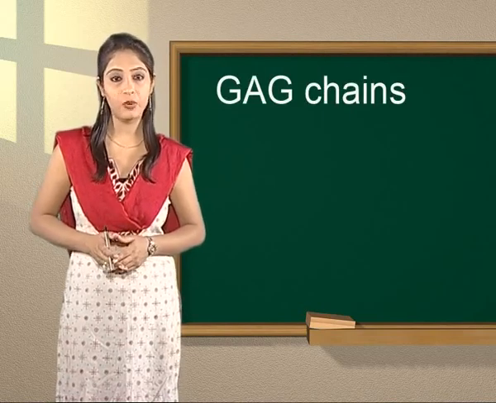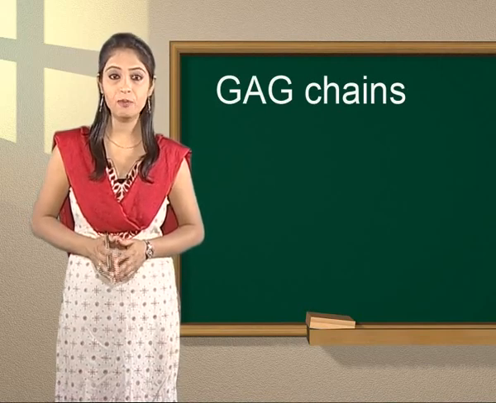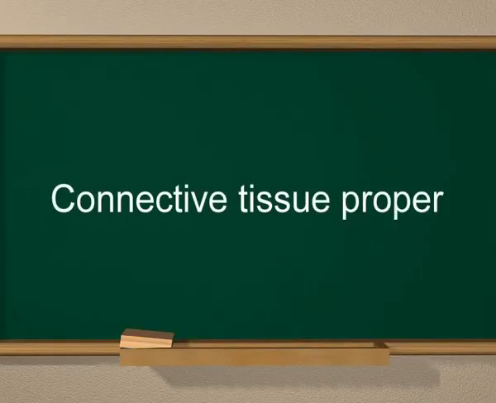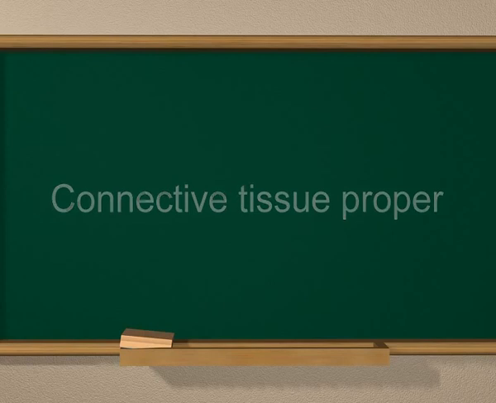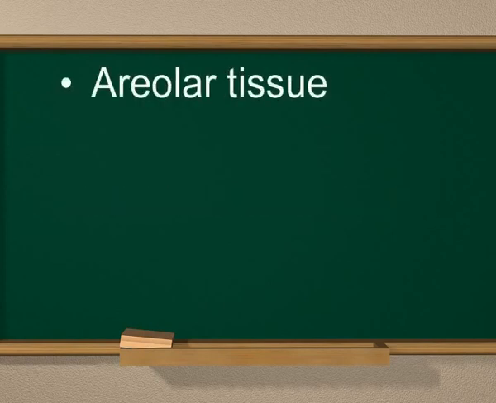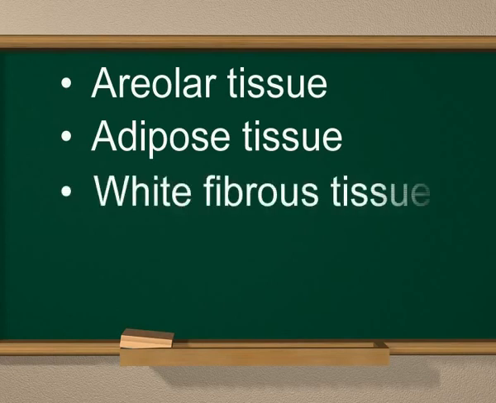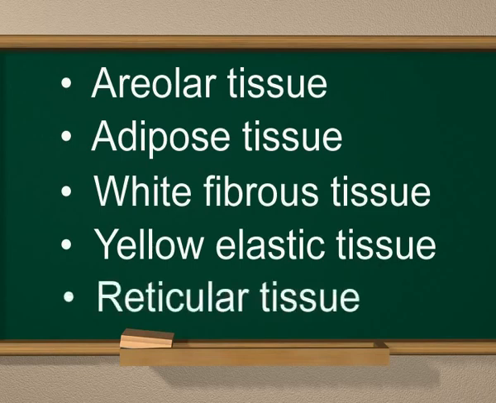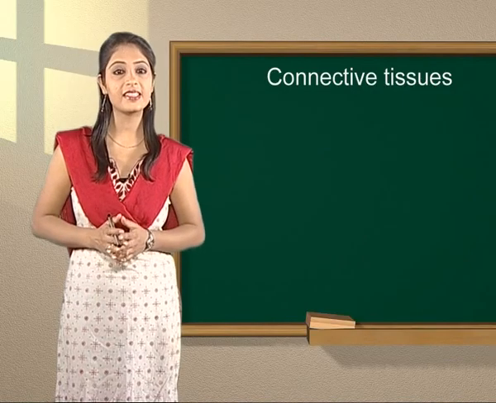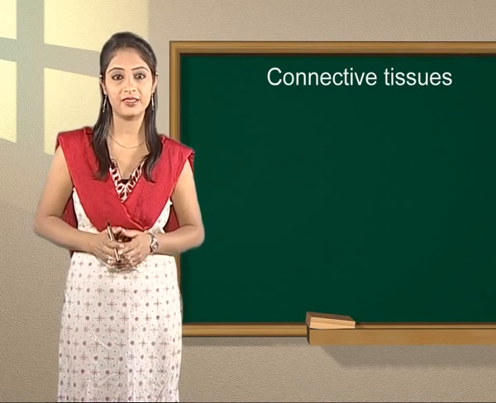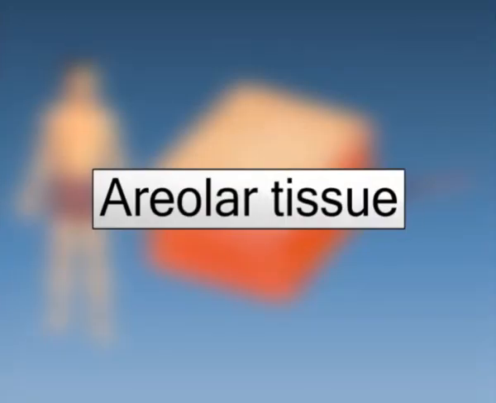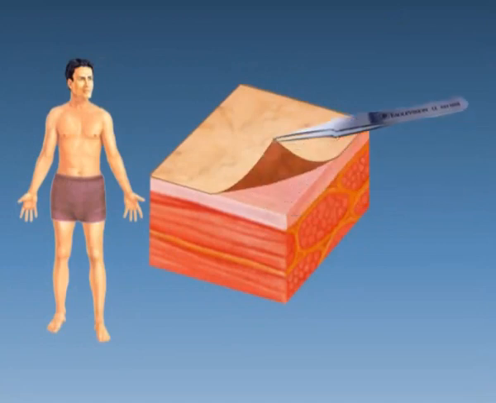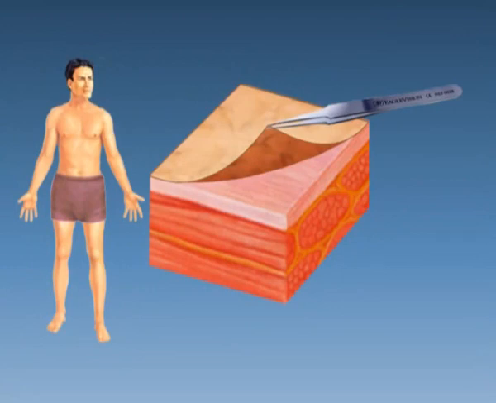They mainly connect one tissue to another and form protective sheaths around organs. Connective tissue proper is of 5 types. These are areolar tissue, adipose tissue, white fibrous tissue, yellow elastic tissue, reticular tissue. Let us discuss these all tissue types one by one. Areolar tissue. Areolar connective tissue is the most widely distributed connective tissue in vertebrates.